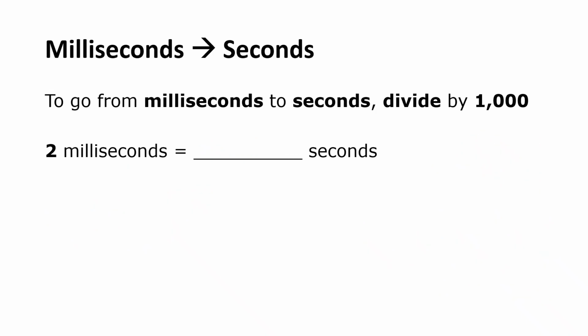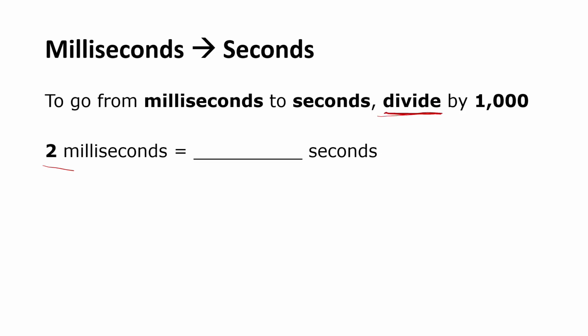More often than not, we're going to be converting from milliseconds to seconds because our X-ray machines typically shoot exams in milliseconds, but we have to calculate mass using full seconds. So how do we go from milliseconds to seconds? We're going to start with 2 milliseconds. In order to go from milliseconds to seconds, we have to divide by 1,000.